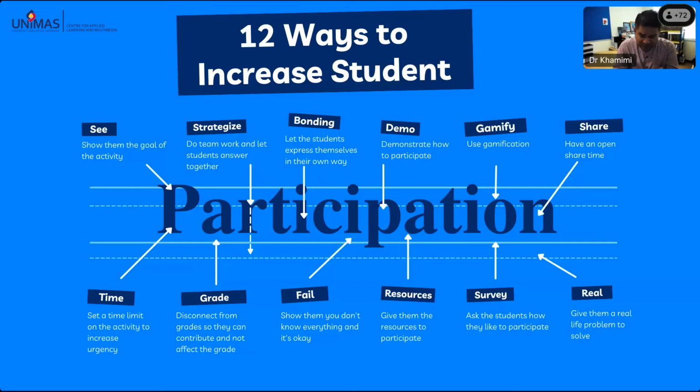Last but not least, give them a real life problem to solve. A real life problem doesn't have to come from you all the time. You may ask your students to share their real life problems from journals, newspapers, or tabloids. Then we bring it to class and relate the real life problem to the subject matter, and ask the class to collaborate and solve the problems together.